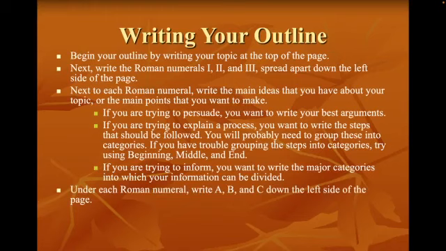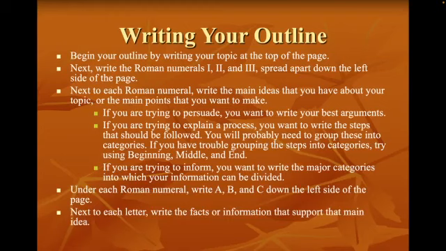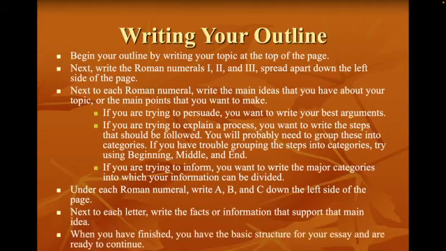Now, under each of those Roman numerals, write A, B, and C down the left side of the page. And next to each letter, write the facts or information that support that main idea. When you finish this outline, you have the basic structure for your essay, and now you're ready to continue.